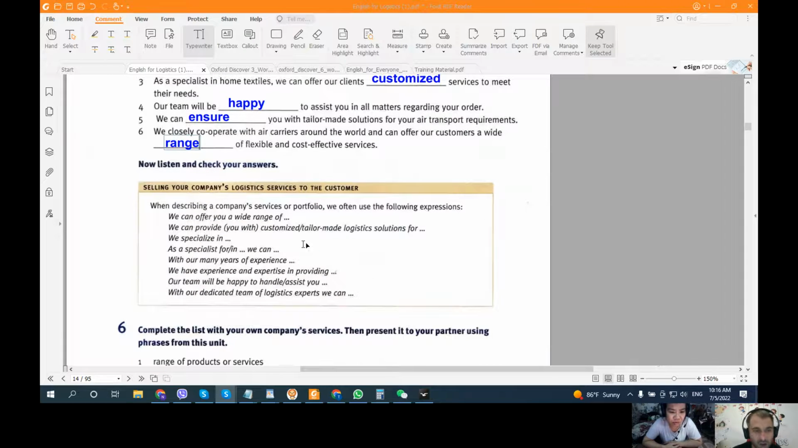Okay, now we have selling your company's logistics services to customers. Can you please read this text for us? We can offer you a wide range of... Okay, so for example, what is something that your company can offer? We can offer you a wide range of seafood products. Very nice. Next sentence. We can provide you with customized, tailor-made logistic solutions. So this is something else that your company can offer.